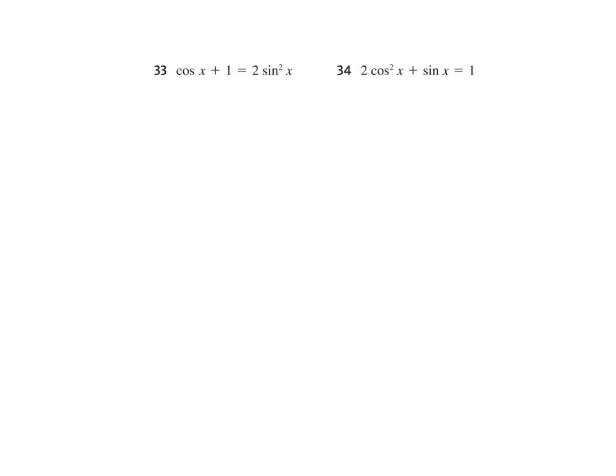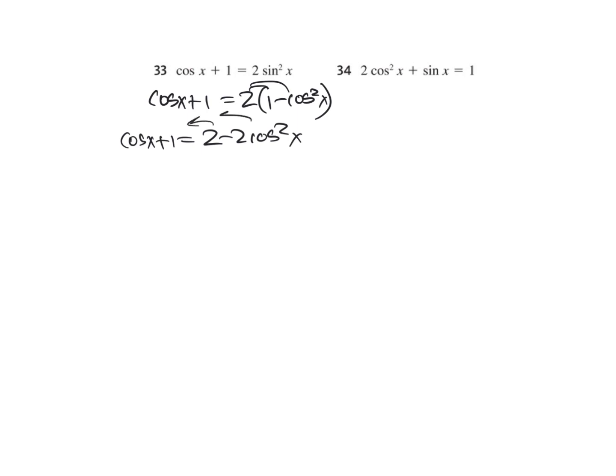All right, so here, cosine of x plus 1 is equal to 2 sine squared of x. So somehow we're going to have to manipulate this. Sine squared of x is 1 minus cosine squared of x. So we're going to distribute: cosine of x plus 1 equals 2 minus 2 cosine squared of x. So let's move everything to the left side. So we get 2 cosine squared of x, and you have a plus 2 cosine, plus 1 cosine of x. That's this one right here. And then we subtract the 2 from the 1, we get minus 1.